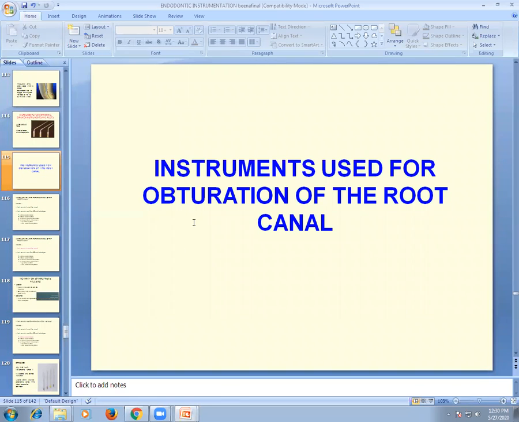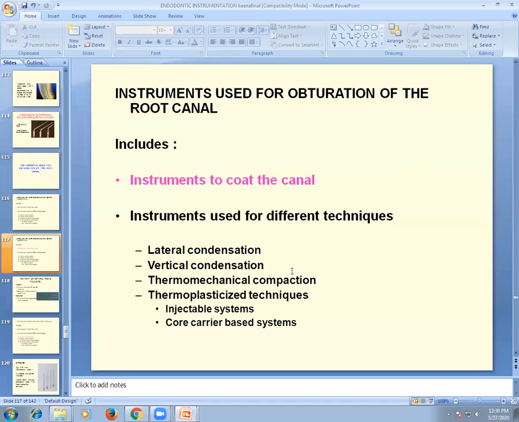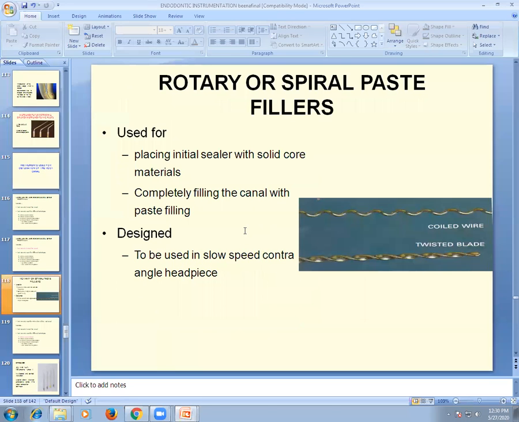Now coming to the last part, instruments used for obturation of the root canal. It includes instruments to coat the canal and instruments used for different techniques of obturation, that is lateral condensation, vertical condensation, and thermomechanical compaction. We'll be seeing all this in the next part of the lectures.